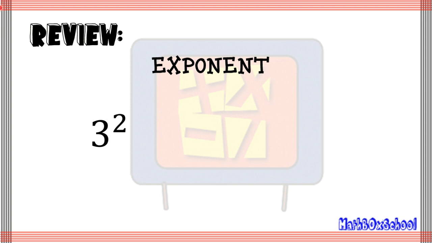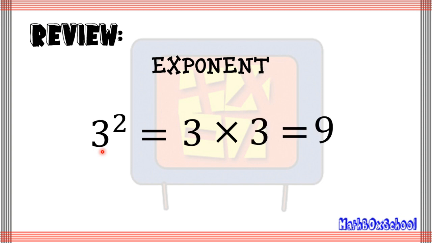Yung 3 dito, ang tawag dito ay base. Then yung 2 naman, ang tawag dyan, yung exponent. So yung exponent, yan yung nagsasabi kung ilan beses natin gagamitin si base as a factor. So sa case na to, gagamitin natin si 3 as a factor twice. 3 times 3. So 3 times 3, that is 9.